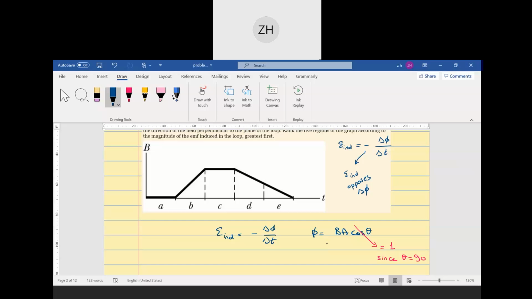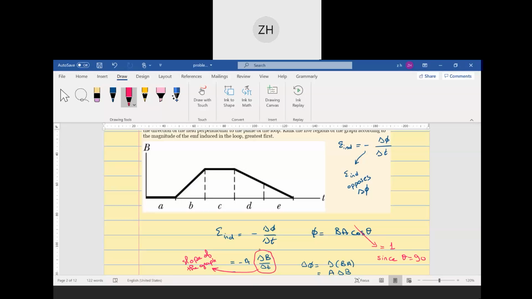Now delta phi will then be delta B times A. We know that the area is constant, so we are left with A delta B. So E induced can be written as minus A delta B over delta t. And we will notice that this is actually the slope of the graph. So delta B over delta t, this is the slope of each graph we have here. And then E induced will be arranged according to the values of the slopes of these lines.